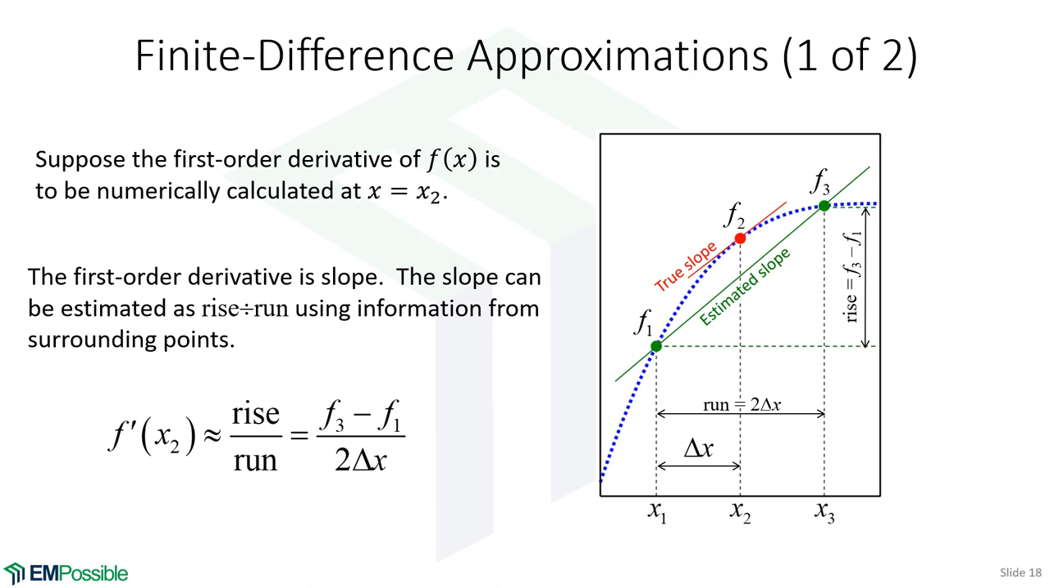All right, so slope is rise over run. So what is the rise? Well, it's F3 minus F1. So that's going to go in the numerator of how we'll approximate this. And then what is the run? Well, from F1 to F3, that's a span of 2 delta x's. So that's our run, 2 delta x. And in fact, here is our first finite difference approximation for estimating the slope at the midpoint at F2.